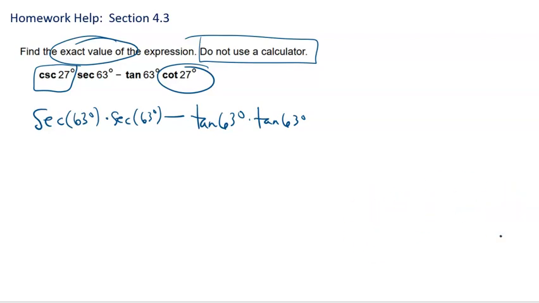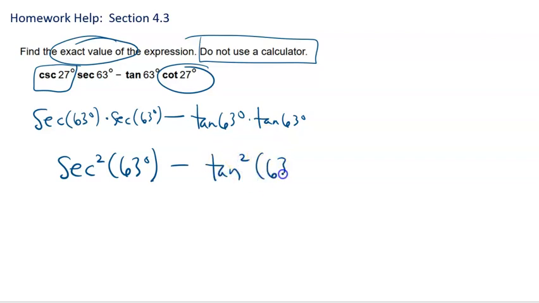Okay, now what do we do with this? Does this look like anything that you can do something with? When I look at this, I see secant of 63 times secant of 63. There's two of them, so that's secant squared of 63 degrees. Tangent of 63 times tangent of 63. Aha, I have two of them. That's tangent squared of 63 degrees. Parentheses not required, they just make me feel better. Now, I still don't have an answer. Secant of 63 degrees is still something I feel like I need to plug into the calculator.